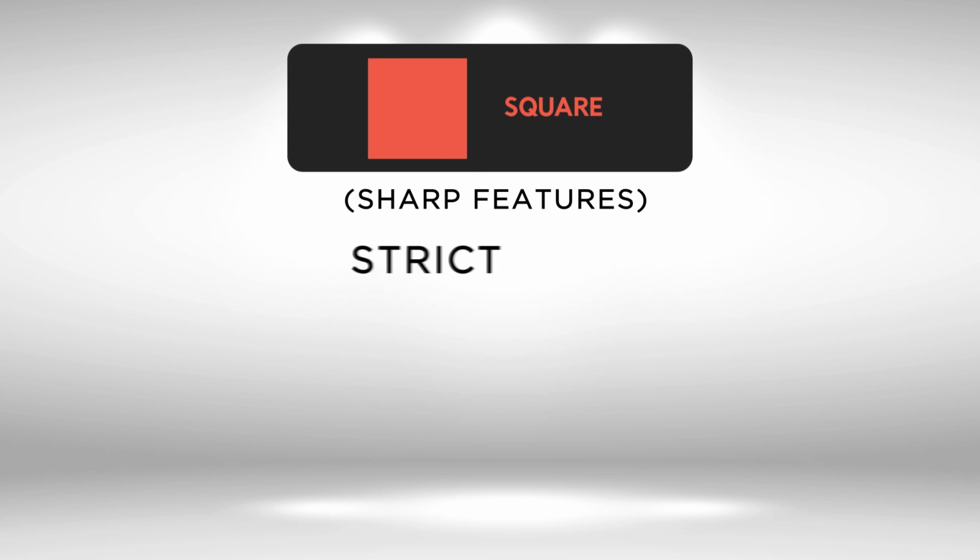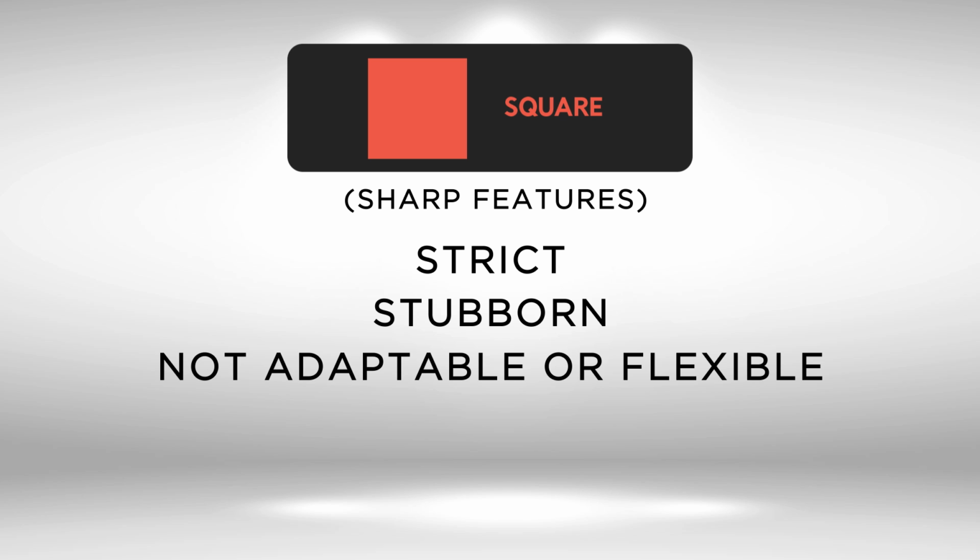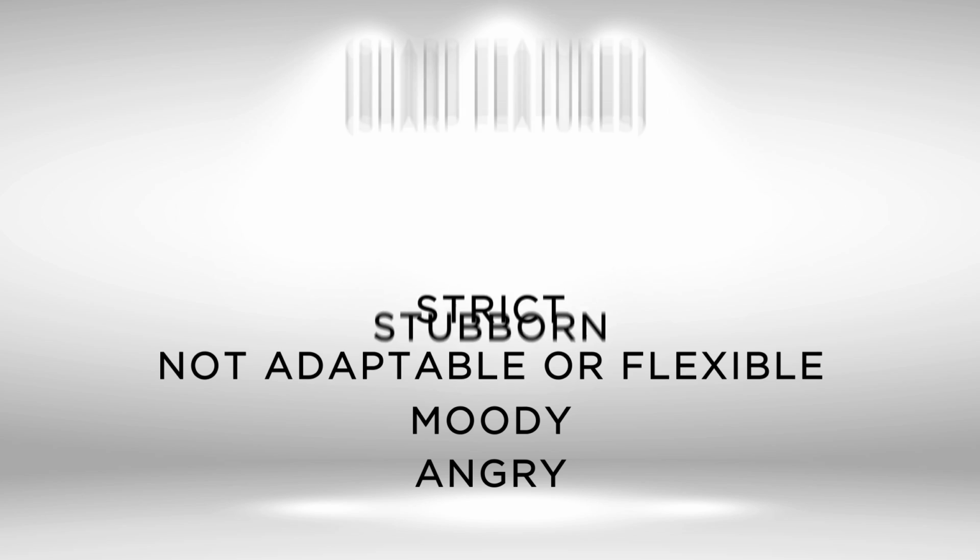The square, or sharp features. Strict, stubborn, not very adaptable or flexible. These characters can be very moody, easy to get angry. Think of Anger from Inside Out, or Carl from Up. They get angry when things don't go the way they expected. They want their expectations fulfilled every time, and they want everyone to obey their own personal rules.